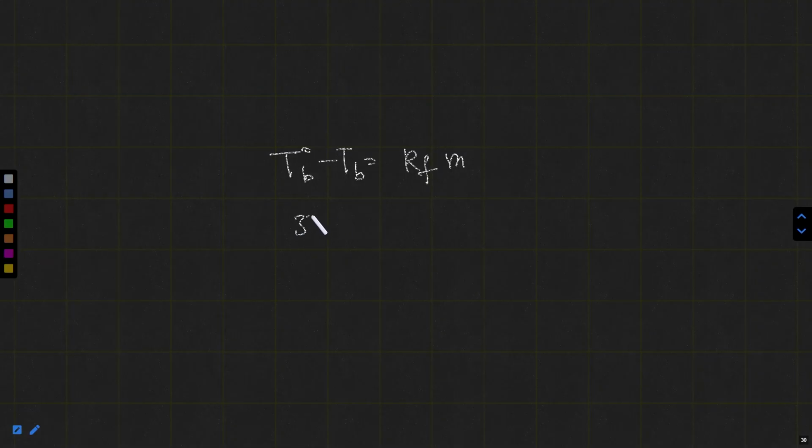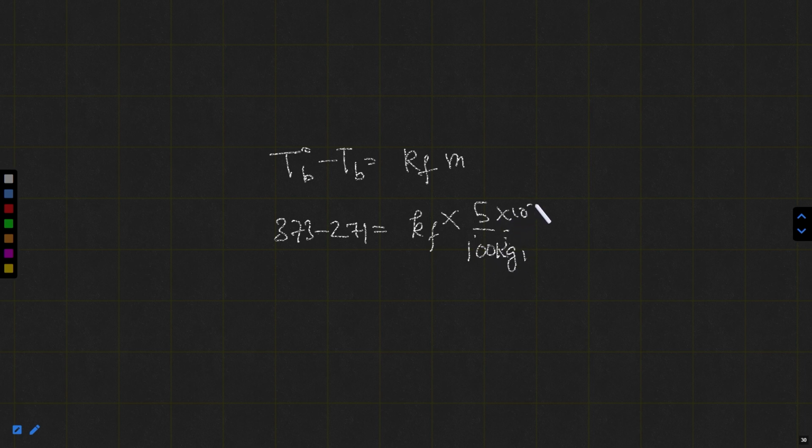So therefore 373 minus how much? 271 is equal to Kf m. You have to calculate. It is given that a 5% mass by mass solution is this. So 5 gram is dissolved in 100 gram of water. If we keep it in kg further, this would be 100 into 10 to the power minus 3 kg. So I am converting it into kg.